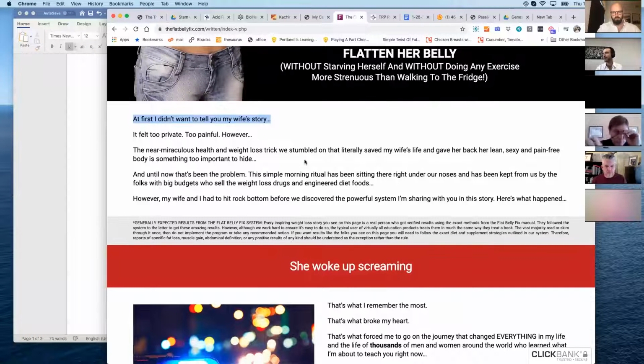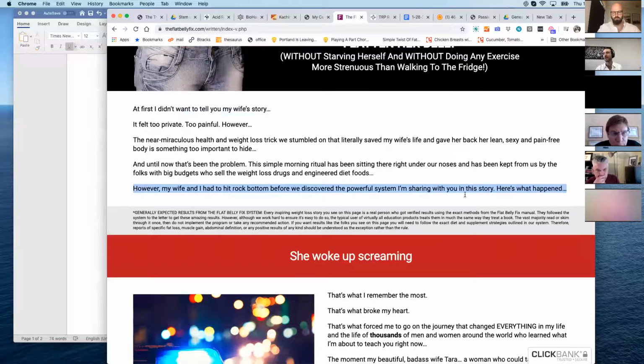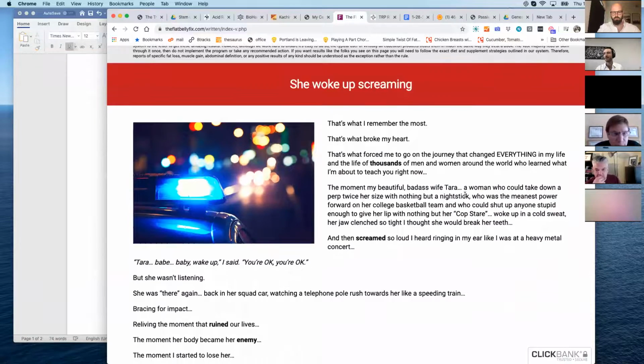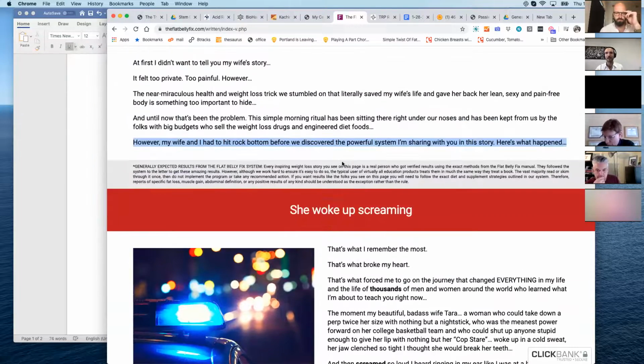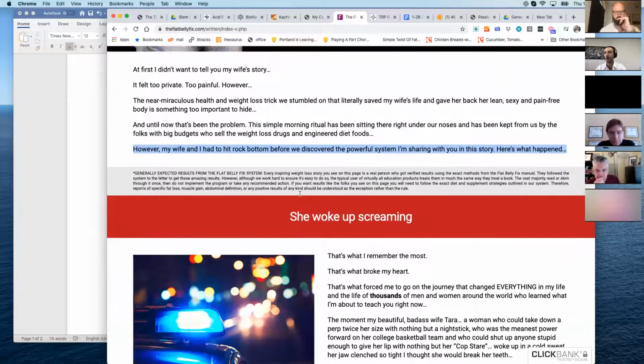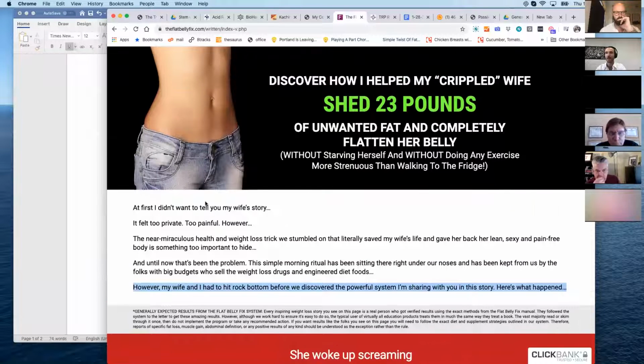And anyway, it goes on and then tells his wife's story. But again, even here, however, my wife and I had to hit rock bottom before we discovered the powerful system I'm sharing with you in this story. Here's what happened. And then it does have the story of his wife. But again, even just a couple of lines talking to you, I'm going to tell you this story, is very significant.